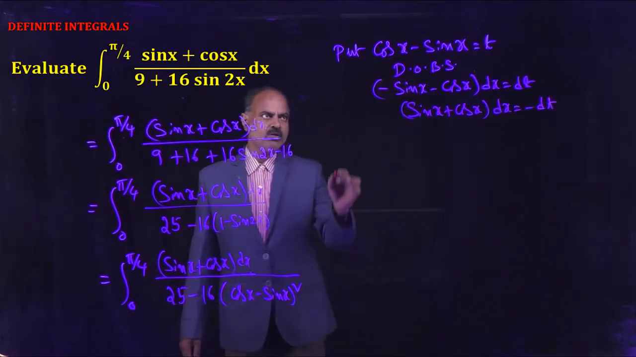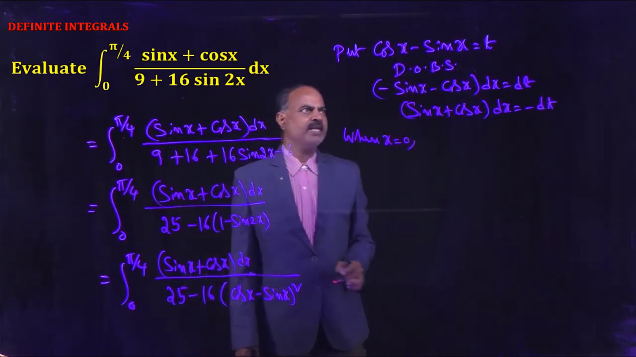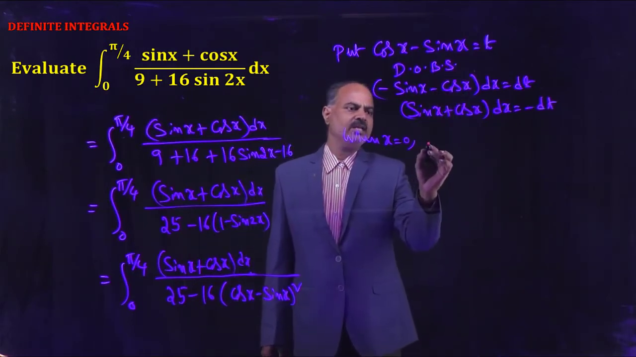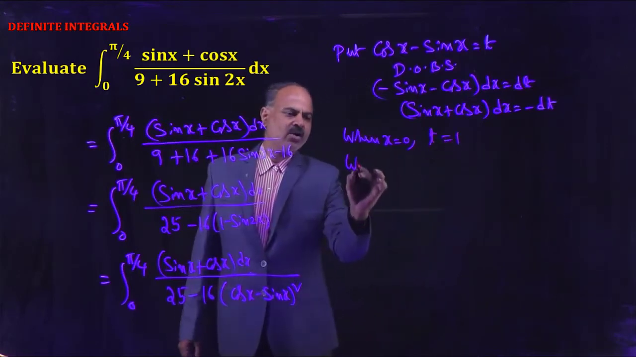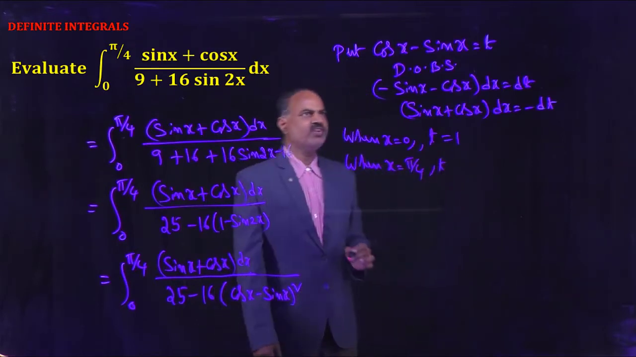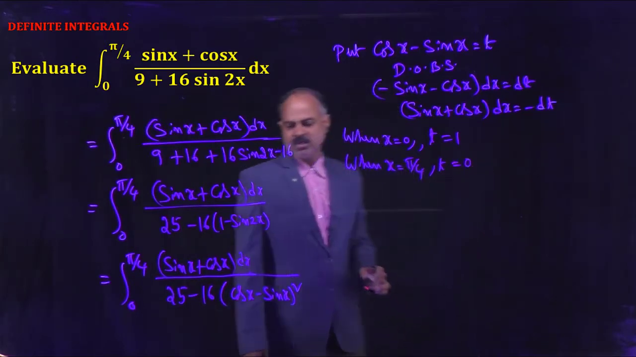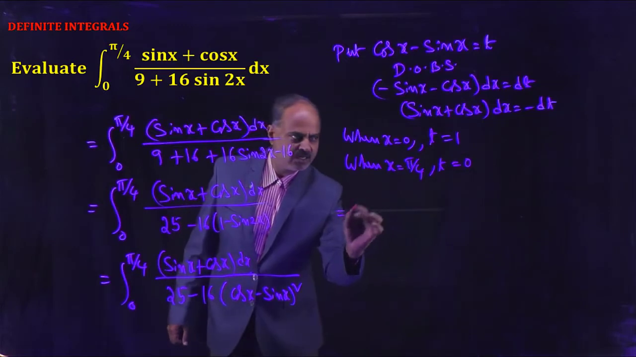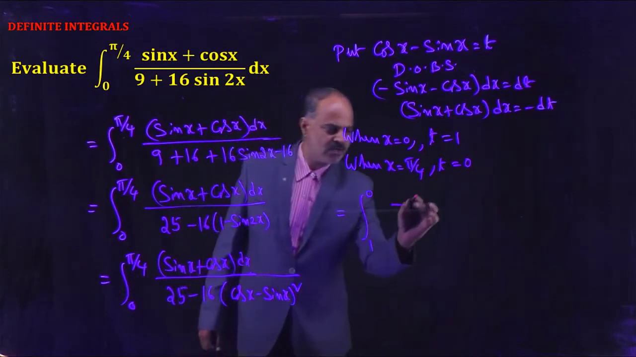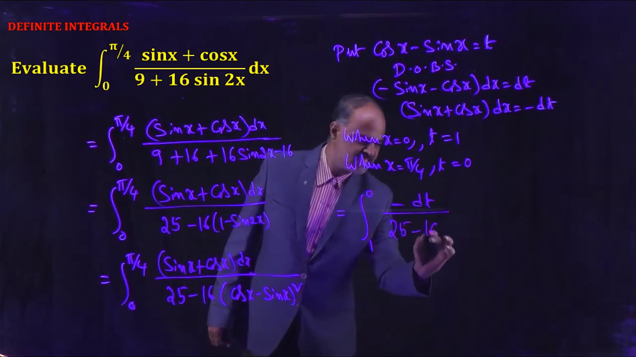So when x equal to 0, cos 0 minus sin 0, that is 1 minus 0, so t equal to 1. When x equal to pi by 4, the value of t is cos pi by 4 minus sin pi by 4, that is equal to 0. Now the given integral becomes integral 1 to 0, with sin x plus cos x dx equal to minus dt, divided by 25 minus 16 t square.